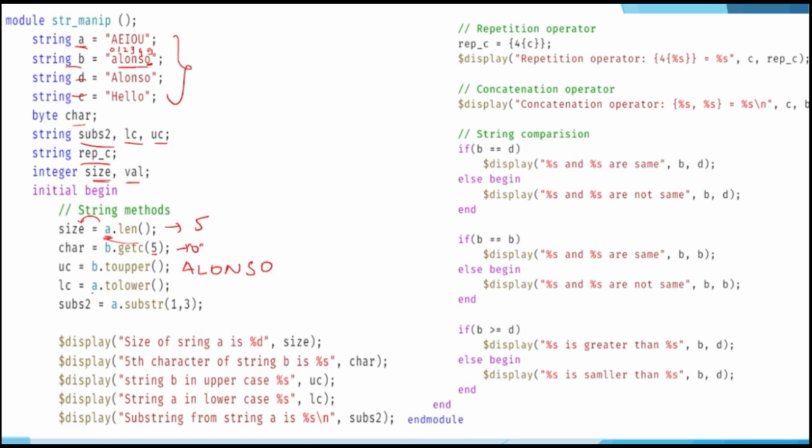Now I want to convert everything in my A to lowercase: A E I O U. Now what do I want to do? I want a substring. That means I want only the characters from 1 to 3 in my A. If you see, my A is A E I O U, indexed 0, 1, 2, 3, 4. So I want to take only from 1 to 3. That means E I O. Clear? So this is substring, that means part of the string. Right? So these are all the values that will be displayed here. I want to display all these values.